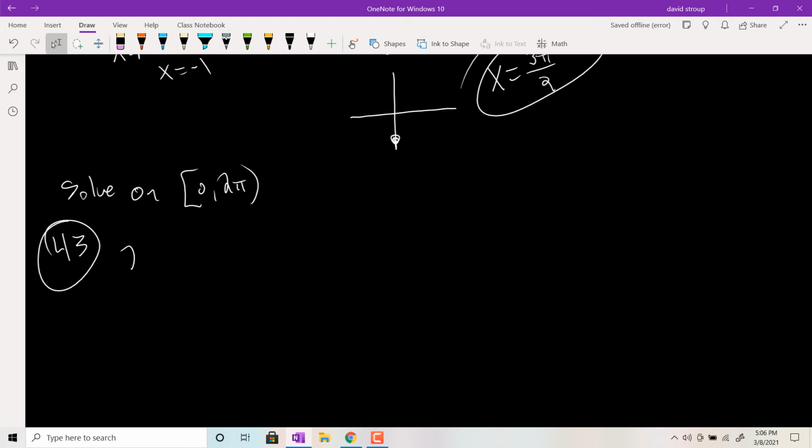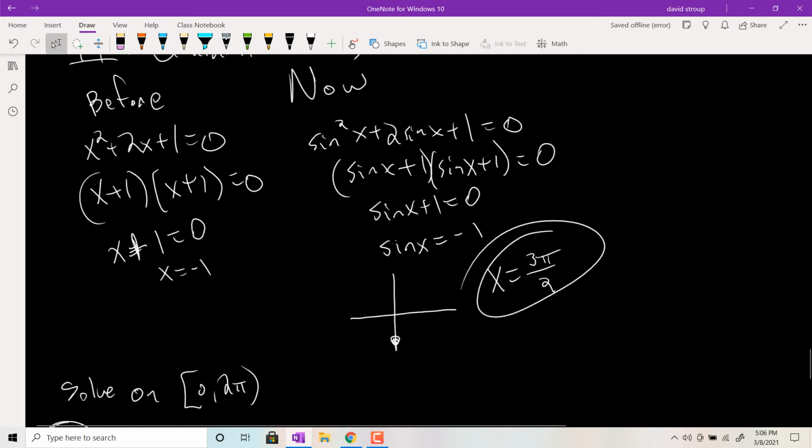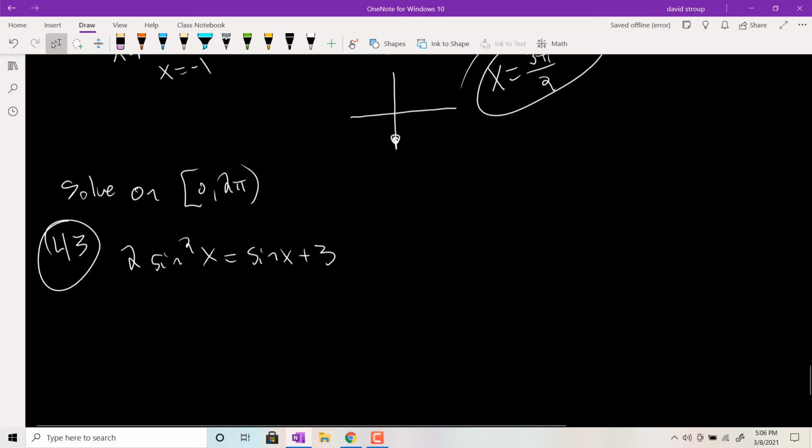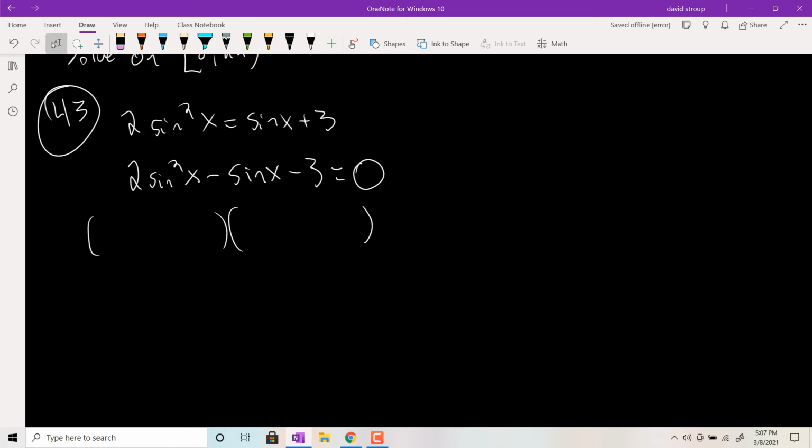Okay, so we have 2 sine squared x equals sine of x plus 3. First things first, get it set equal to 0. The original examples here were already set equal to 0, so we have to do that first. So 2 sine squared x, then subtract sine x on both sides, subtract 3 on both sides. You get that. Then you're going to factor it.